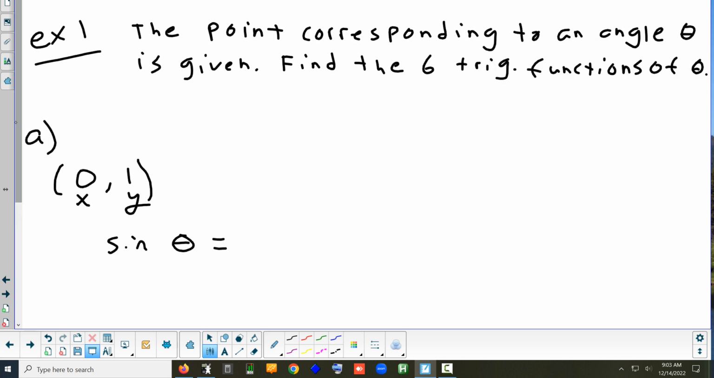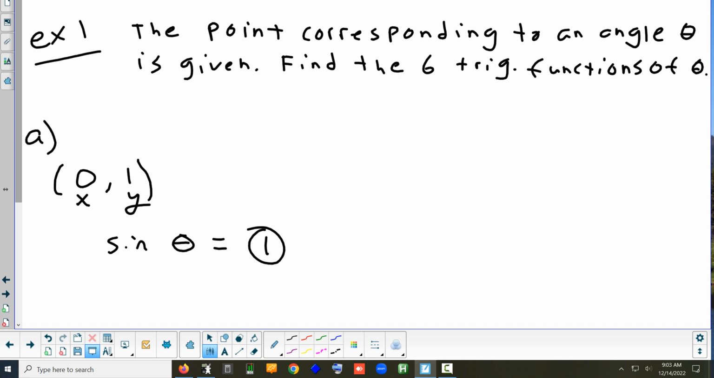So let's start with sine. What's our definition of sine? Sine theta equals y. Yep. And what's the y value in this case? 1.